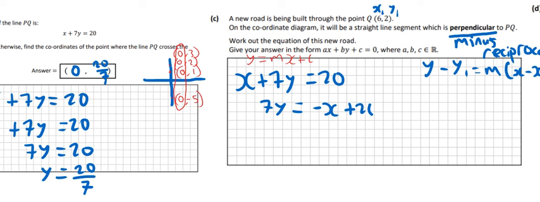So 20. And then in order to get it into the form y equals mx plus c, we need just a y on the left hand side. So we're going to divide everything by 7 then. So that will leave us with just y on the left hand side. And here, really, there's a 1 in front of that x, so we're going to get minus 1 over 7x plus 20 over 7.